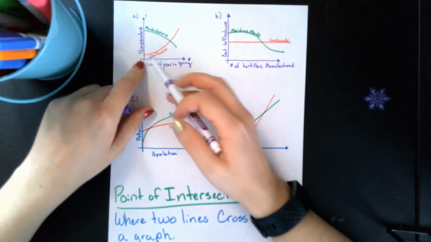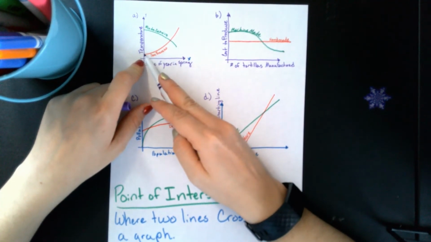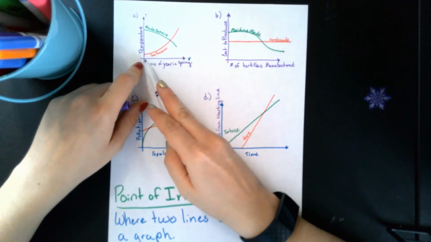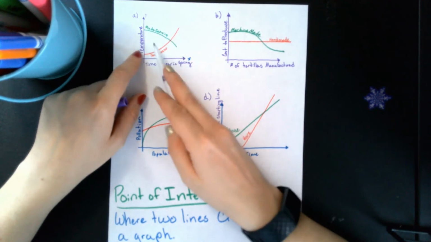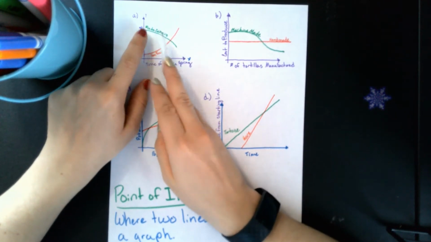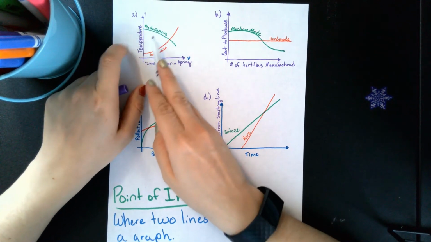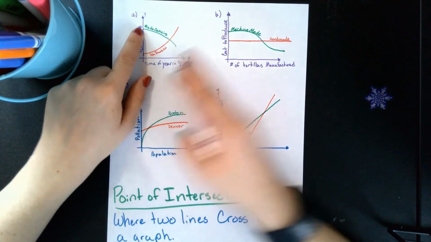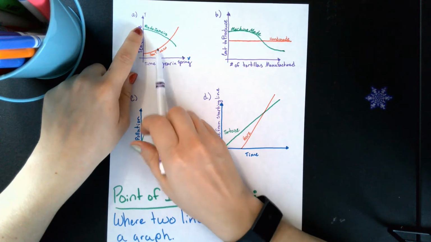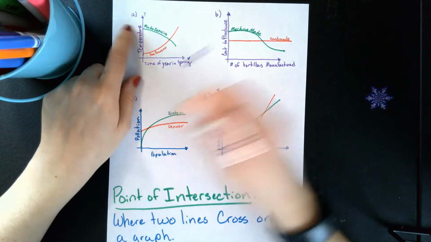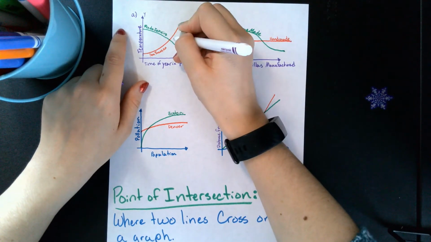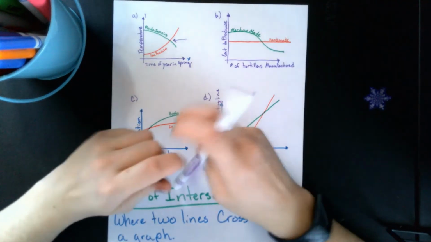So what we have here is San Francisco. San Francisco, early on in the spring, has a really low temperature, and then it starts to climb as we get closer to summer. Rio de Janeiro, though, starts off with a really high temperature at the beginning of spring, and then as we get closer to summer, it starts to drop. Okay, so what I want you to tell me on Nearpod is, what does the point of intersection of these two lines mean?